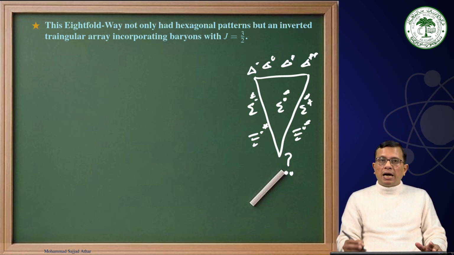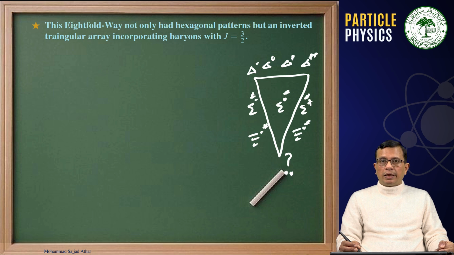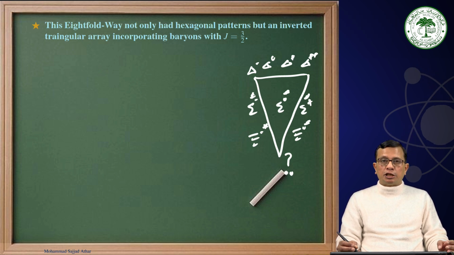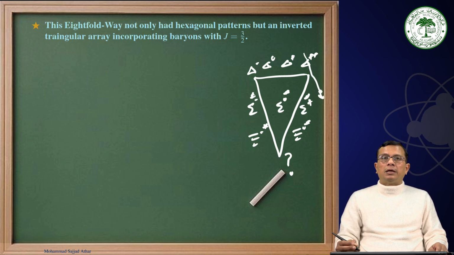Therefore, not only did they have the hexagonal array, but they had an inverted triangle where Gell-Mann accommodated 10 particles and called that a decuplet of particles. And the 10th particle was missing at that time. He boldly predicted that particle. Not only did he predict that there should be a particle, but also he predicted its spin, its charge, its lifetime, its mass. And that was the great success of this eightfold way pattern.